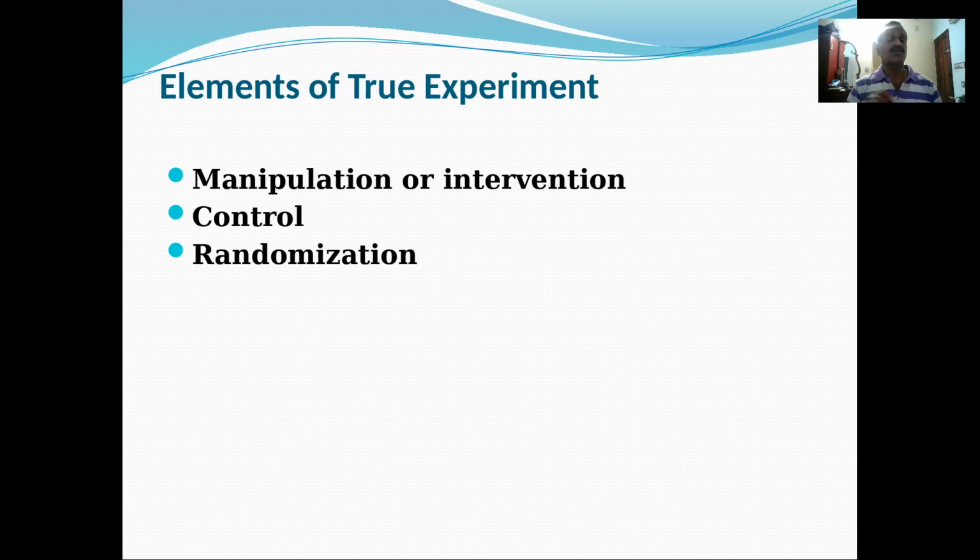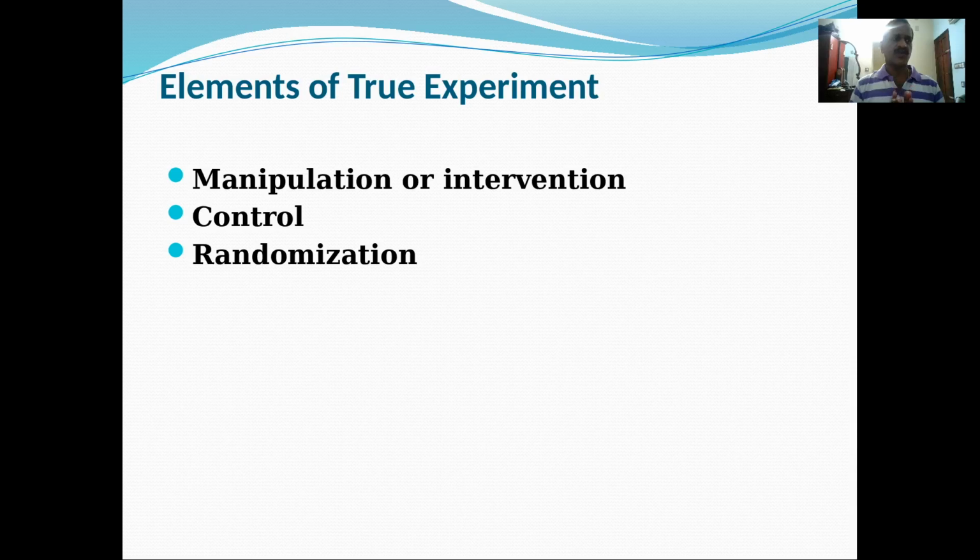Then only that becomes a true experiment. Okay, this is about manipulation or intervention. Now next is a control. What does control mean? There are two types of control in true experimental design.